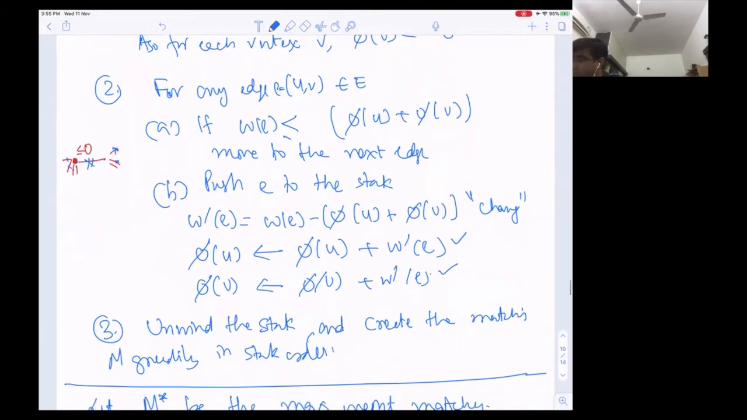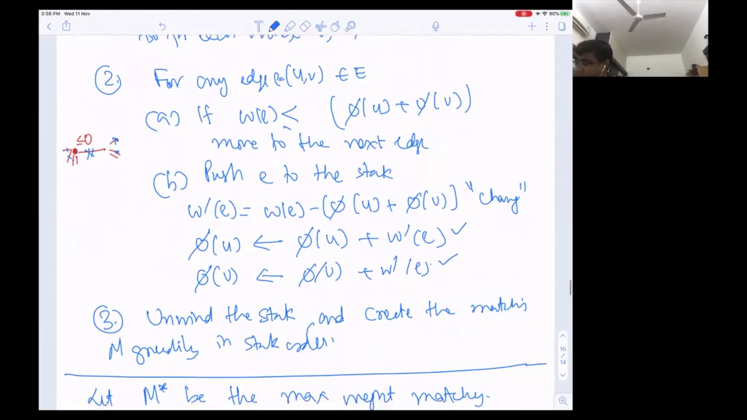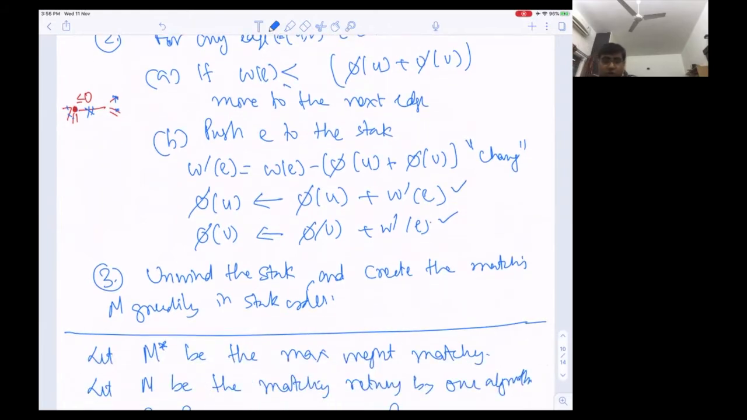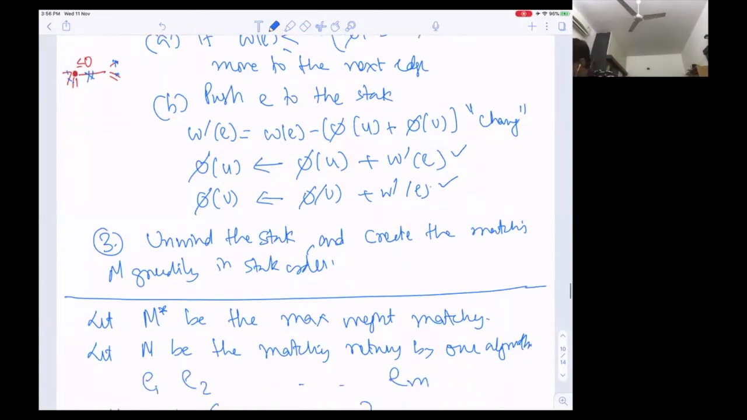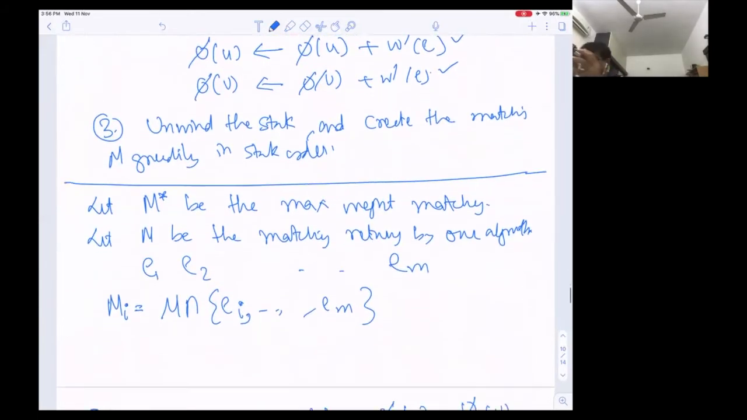And how do we get an algorithm? We unwind the stack and create the matching M greedily in the stack order. What do we mean by this? The last item which has gone into the stack, I start with that, and then you pop the remaining items. And if you can greedily add the current edge to my matching, you add it, otherwise you move forward. Okay, so this is the stage where we set up everything.